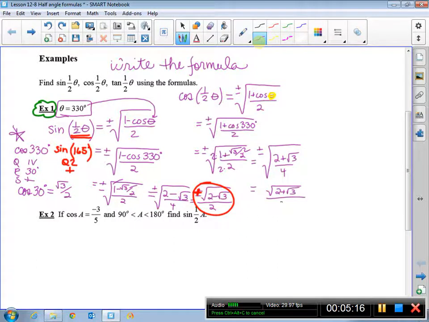As just 2. And now positive or negative, we already did that side work as well. We know we're really finding the cosine of 165. So cosine in quadrant 2 is negative. So my answer here is negative.